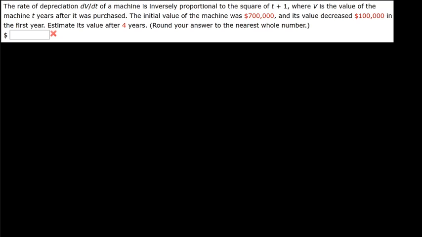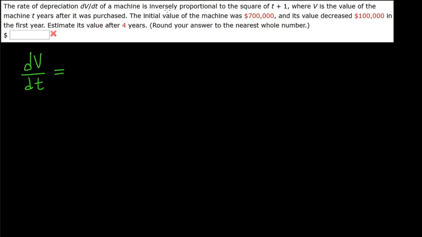Okay, so where do we begin? Okay, so what they are saying here, this first statement, the rate of depreciation, right? So this is dv over dt. They are giving us the derivative, right? Anytime they use the word rate, think derivative, right? Rate of change. Okay, so the rate of change of the value, that's called the depreciation, is inversely proportional.